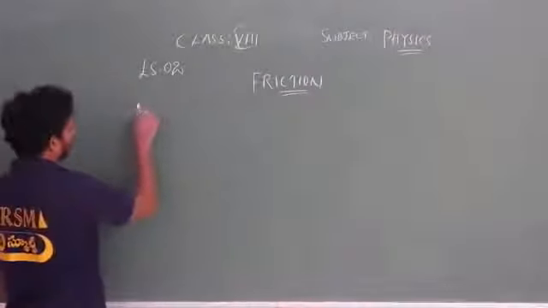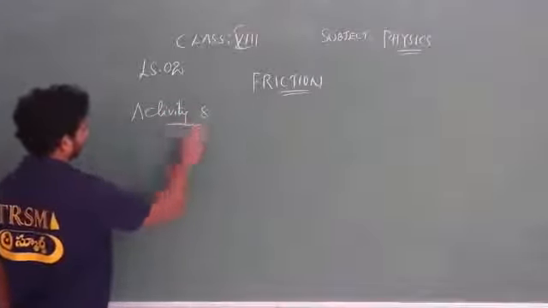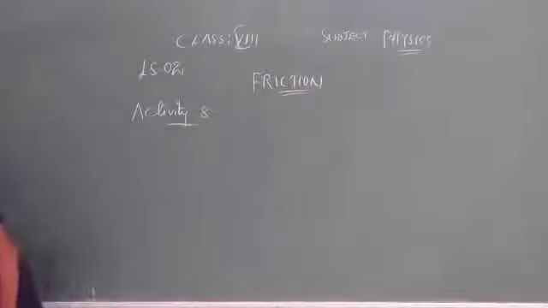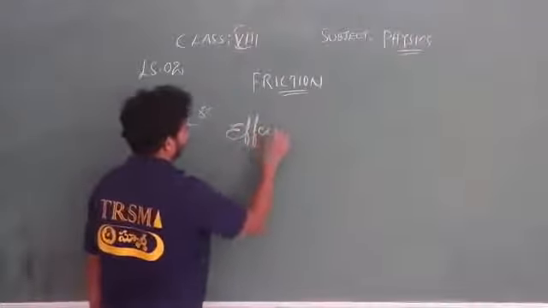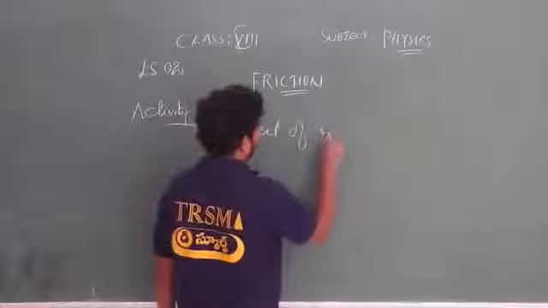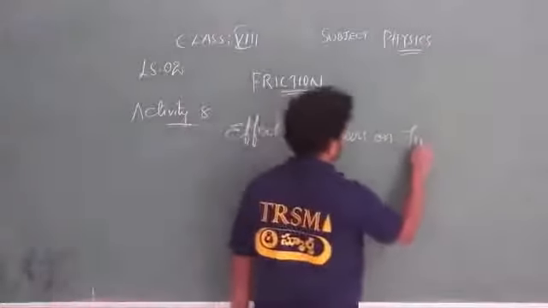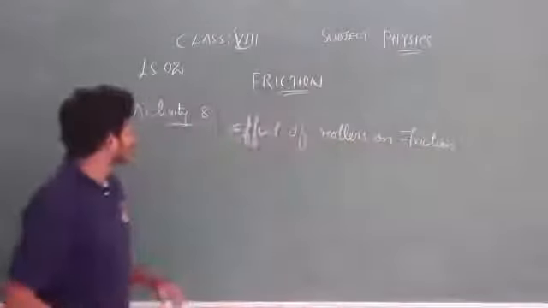So this is activity 8. We already completed activities till 7. So this is the 8th activity, effect of rollers on friction. So this is the concept.